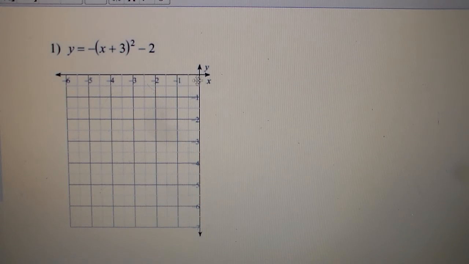Alright, here we go. Here's number one. It says y equals negative (x plus 3) squared minus 2. We're going to go over how to do this by hand first before we do things on a calculator. The first thing we need to do is find the vertex, or that point where the slope drastically changes, going from positive to negative or negative to positive.